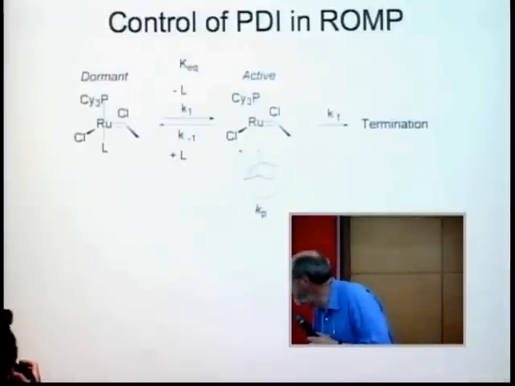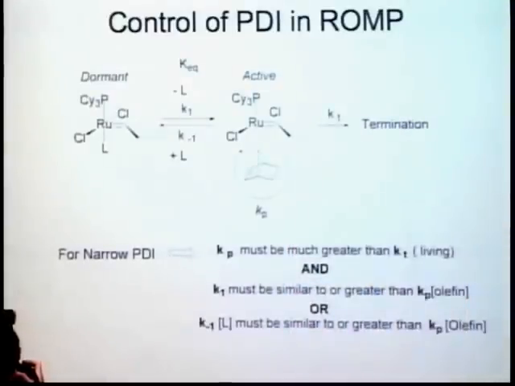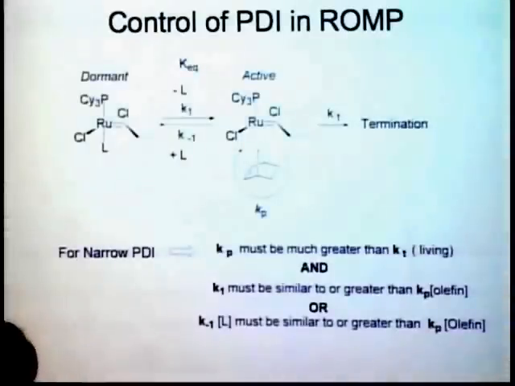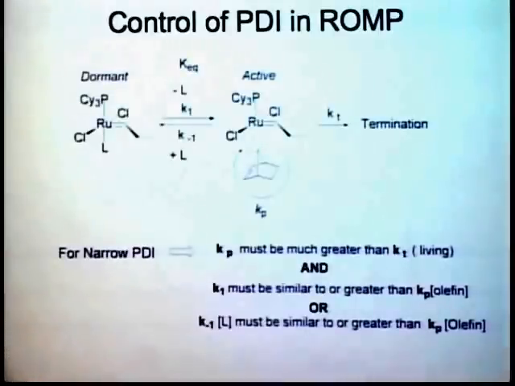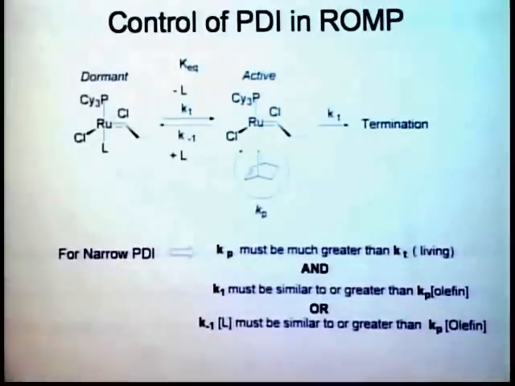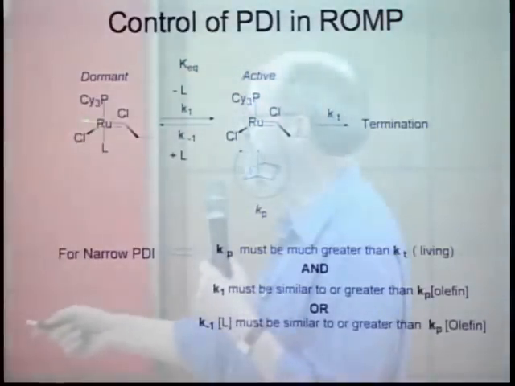And so if this is the case, then we should be able to get narrow polydispersity if it's living, which this is. But the other thing we have to do is that all the chains have to start at the same time. Because if one catalyst starts and then another catalyst starts and another catalyst starts, things are not controlled by statistics. The only way they're controlled by statistics is if everything starts at the same time. Which means then that this reaction has to be fast relative to that one.